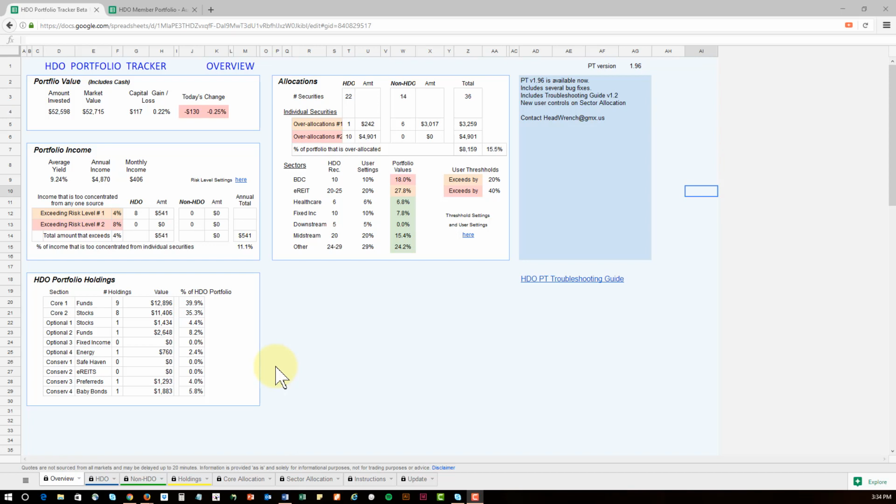Welcome to the HDO Portfolio Tracker overview. In this overview, we'll talk about the functionality and capability of the HDO Portfolio Tracker. You'll notice there's a tab for HDO and non-HDO stocks.